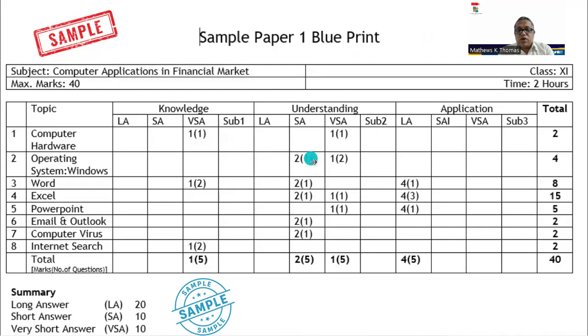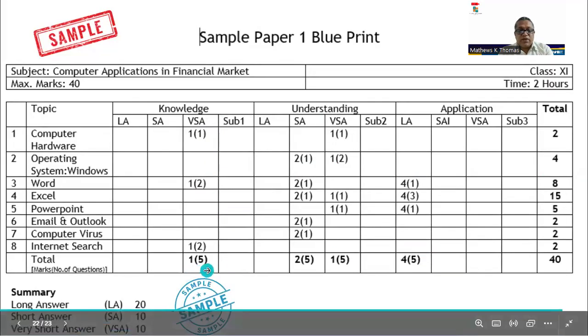There is 1 question of 2 marks. And here there is a very short question. Here also 1 question, so 2 questions, and the total is 4 marks. So 2 marks here and 2 marks here, 4 marks. Like this it can be created.